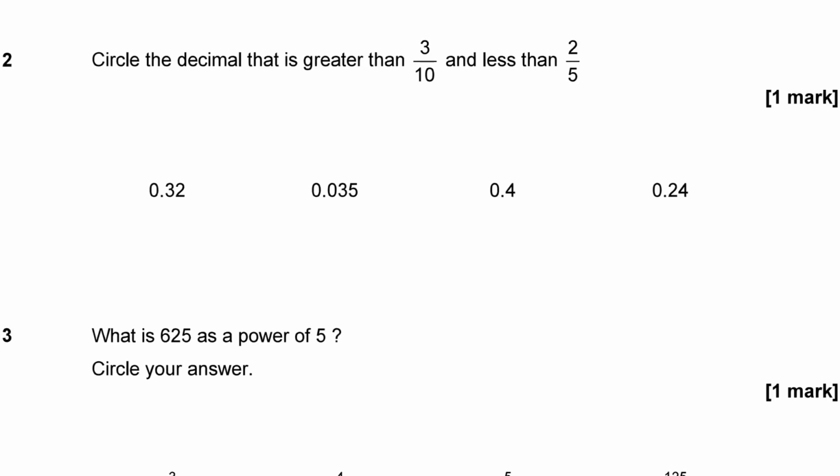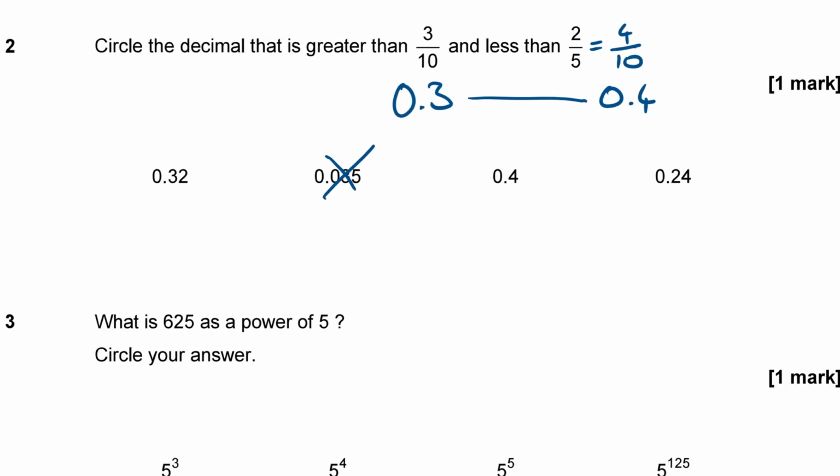Question 2. Circle this decimal that is greater than 3/10 and less than 2/5. Okay, now you can write 3/10 as a decimal as 0.3, can't you? You've got units and tenths, so 3/10 is just 0.3. 2/5 is the same thing as 4/10, and so that must be the same thing as 0.4. So we're interested in decimals that lie somewhere between these two.